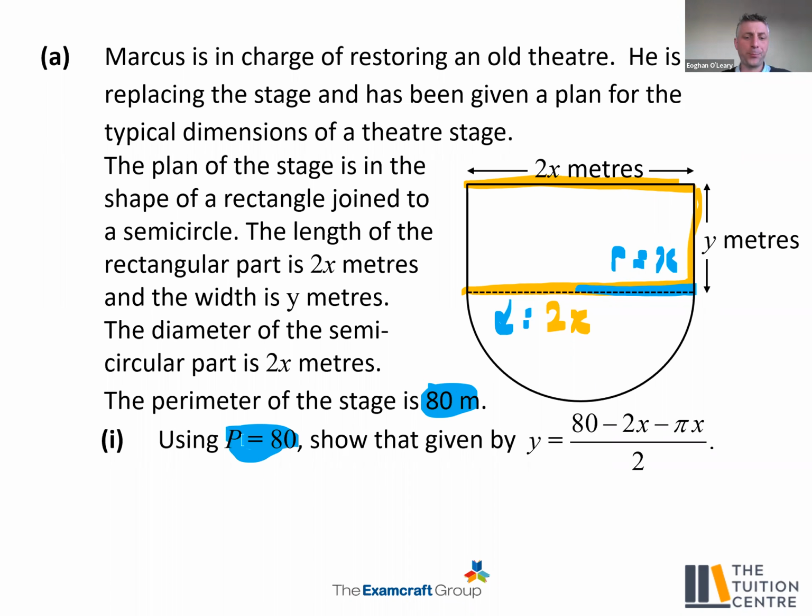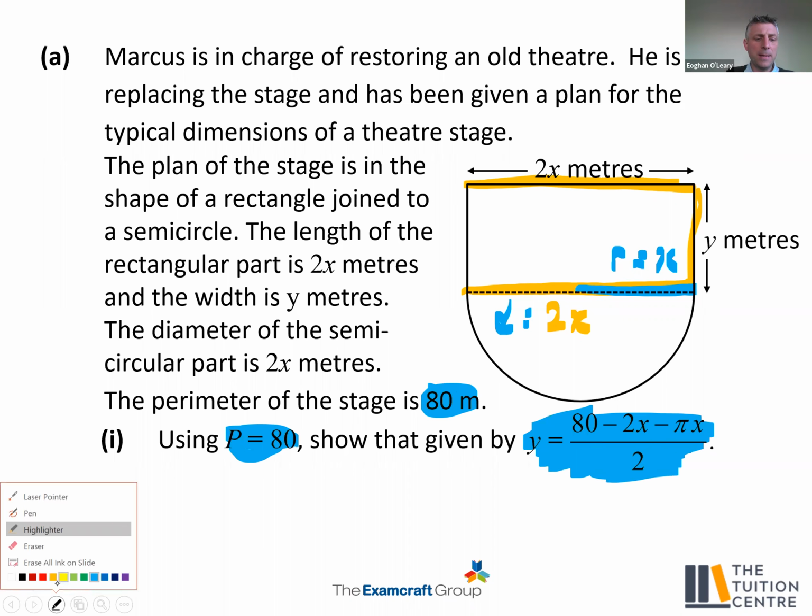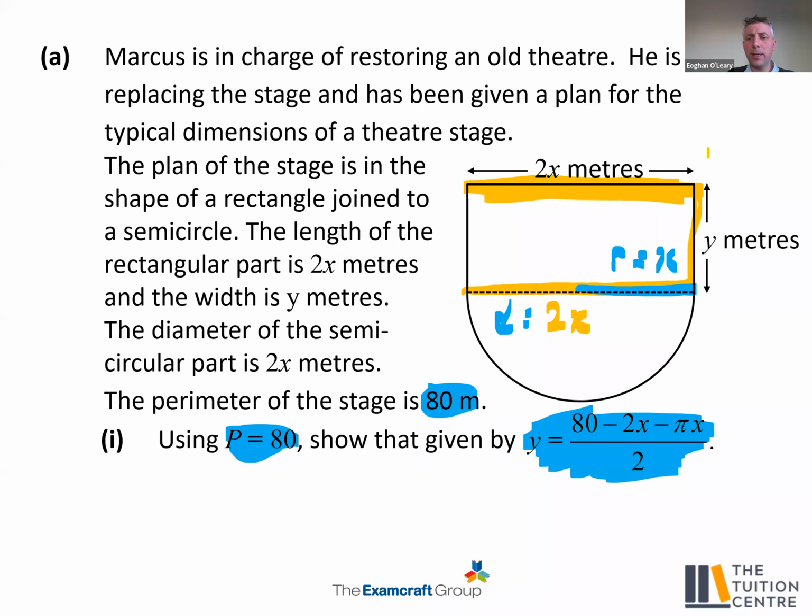Using p equals 80, show that y would be equal to 80 minus 2x minus pi x over 2. Okay, so what do we do? We start off, we say, right, we know what we have here. In our stage, we have our 2x, we have our y, we have our y. So that'll be 2x plus 2y, plus we have the circumference of the semicircle. And of course, it's only the outer part, not the dotted line.